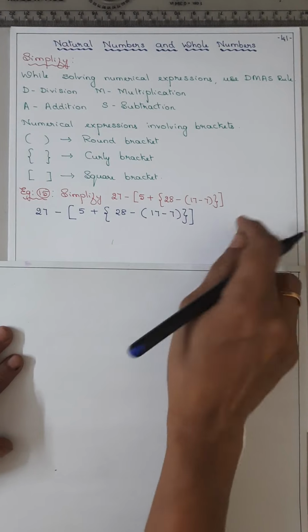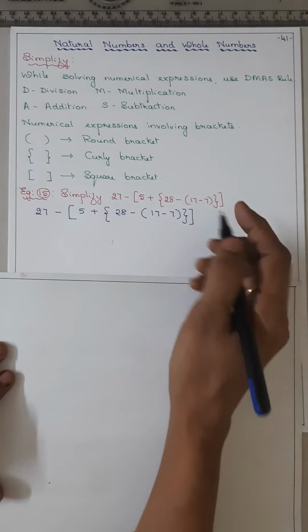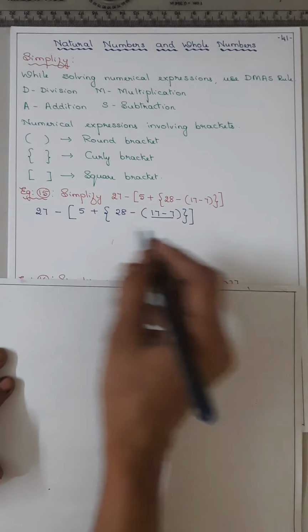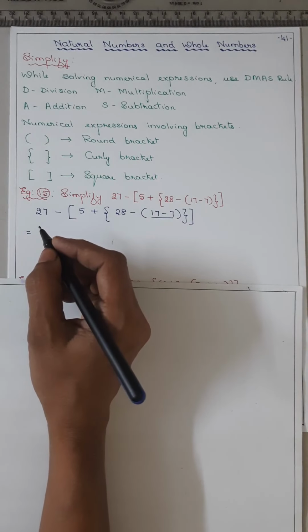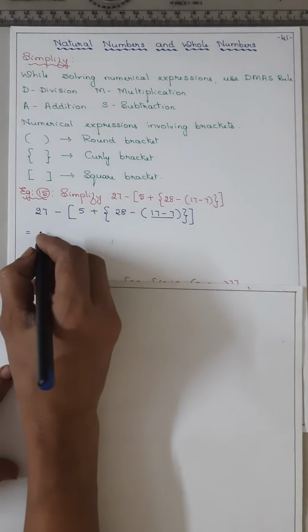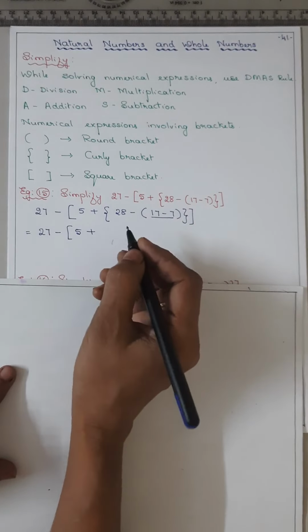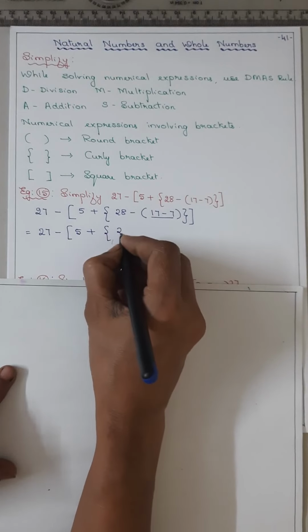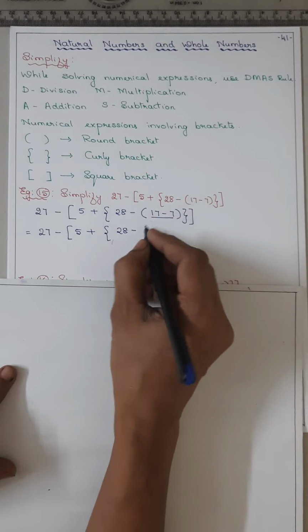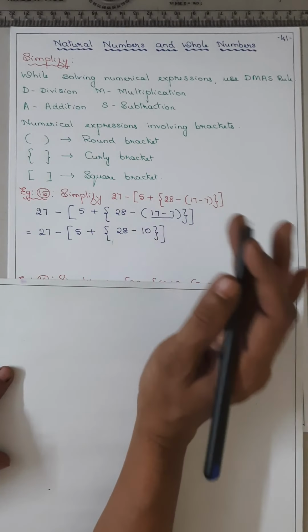We have to simplify the innermost first. So first the round bracket. Underline that first. Whichever part you are going to solve, you have to underline. So write everything else as it is, with all the brackets. 17 minus 7 is 10. So the round bracket is removed.